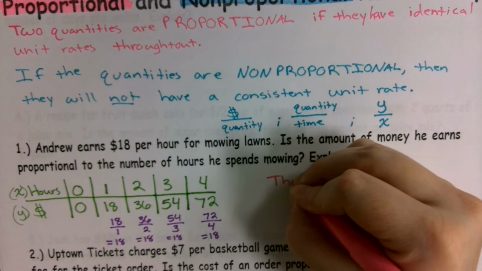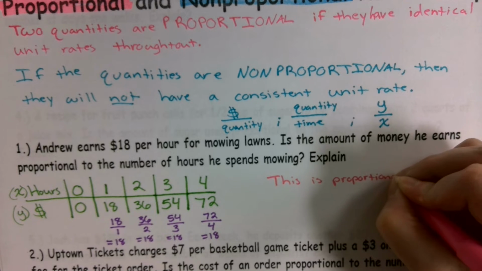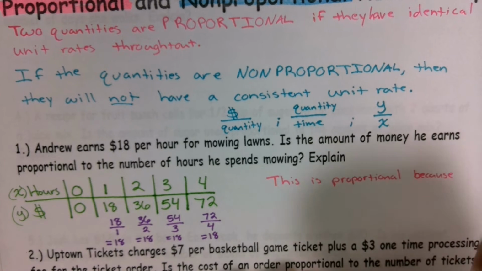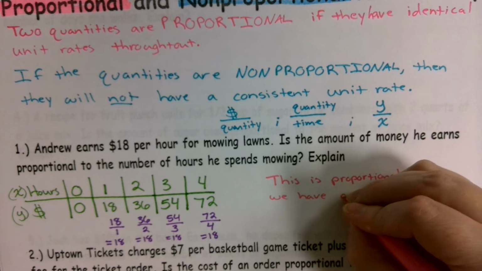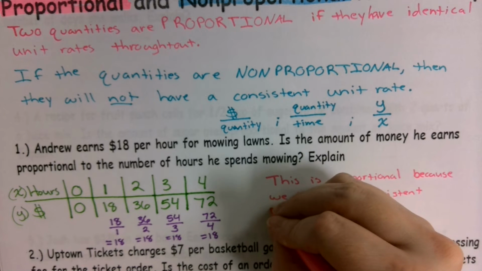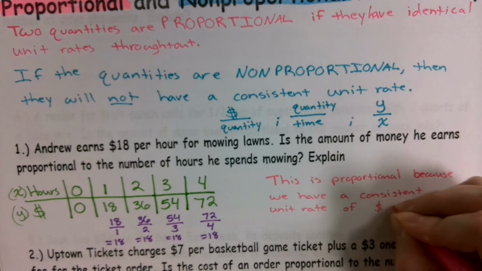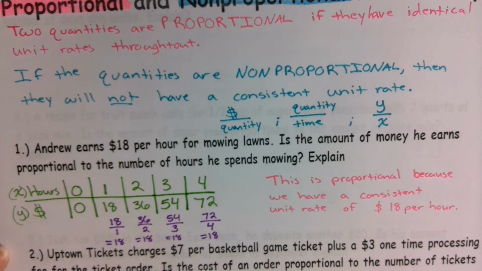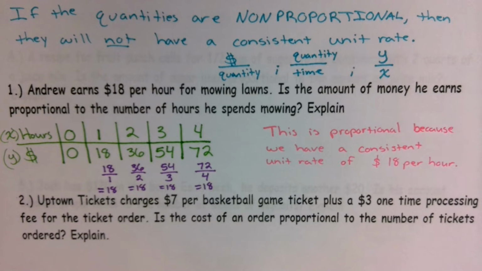So let's write that down. This is proportional. And we want to write down why. Because we have a consistent unit rate of $18 per hour. We have that consistent unit rate of $18 per hour. So that makes it a proportional relationship.